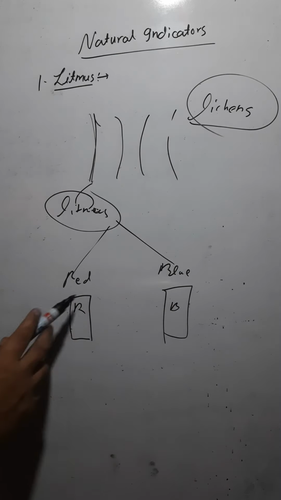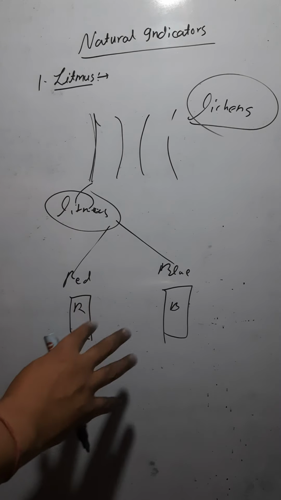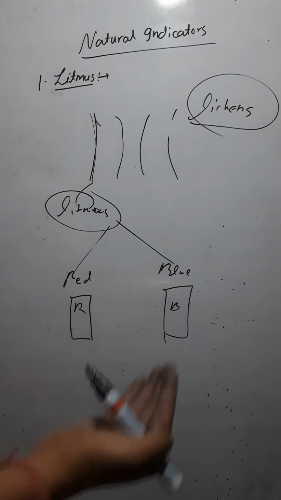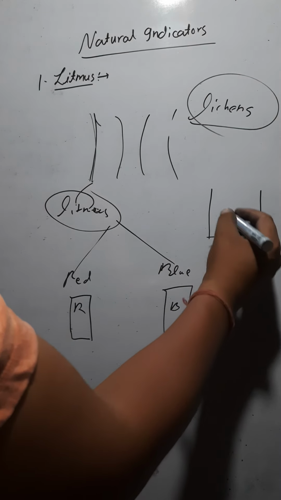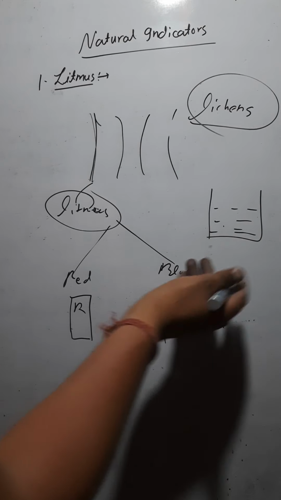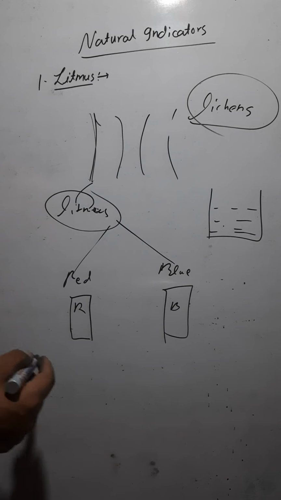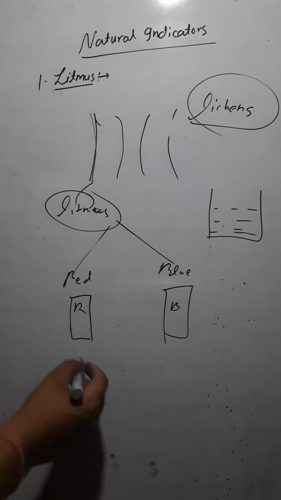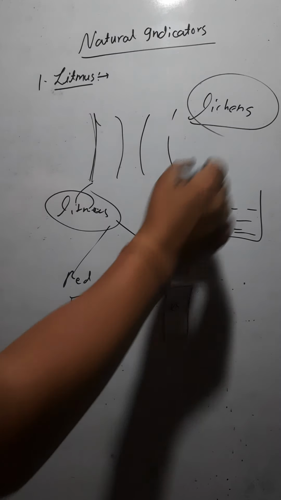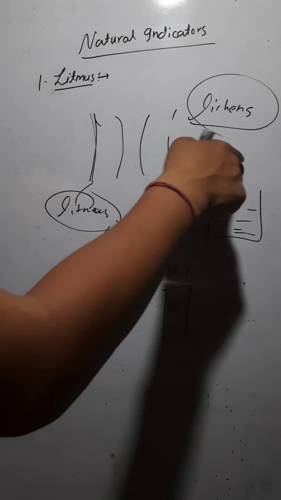Now these two, red litmus paper and blue litmus paper, we are using to find out whether a given solution is acidic or basic. Let's say we have a solution here. We don't know which solution this is. Now what we do, we take this red litmus paper and dip it in this solution.